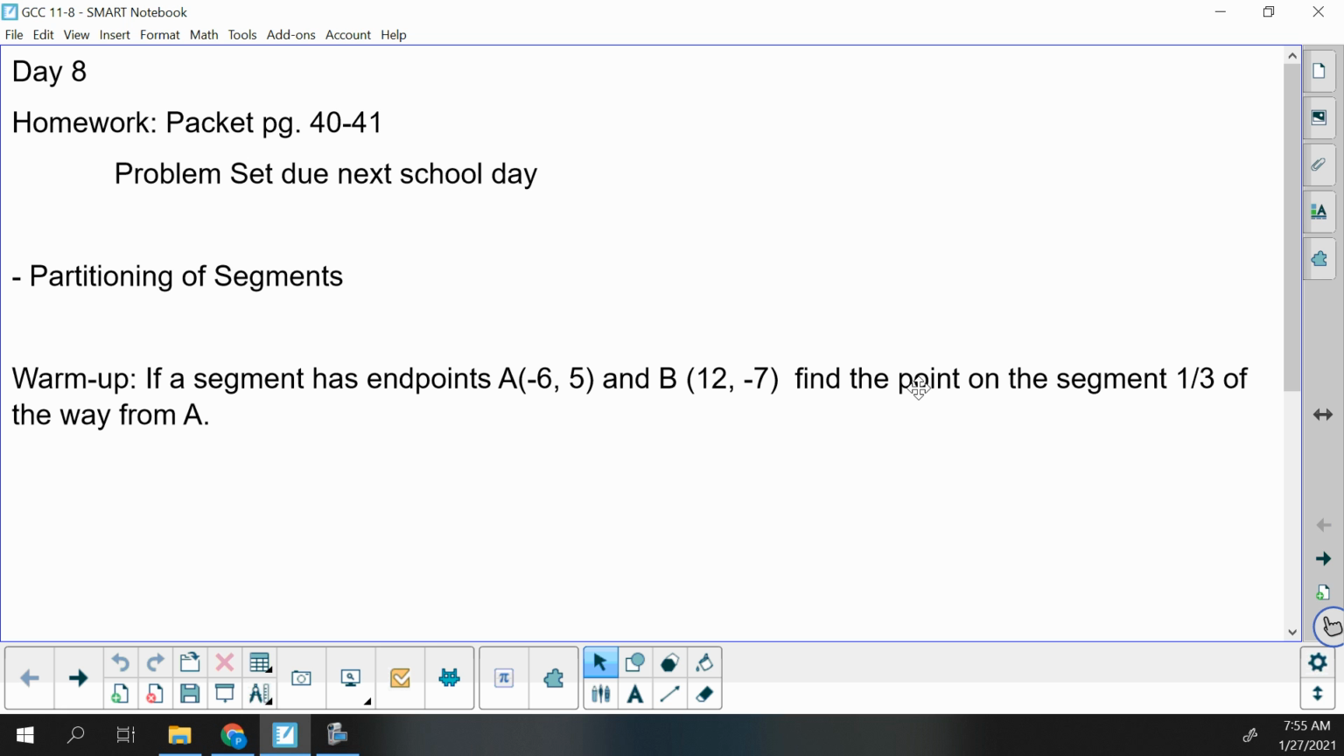We're going to work with partitioning segments again today. And if you could pause the video, take some time to do the warm-up. Then once you hit play, a screen will pop up for you to input your answer to the warm-up. So go ahead and pause the video now.